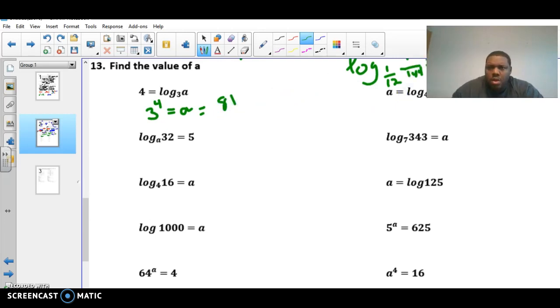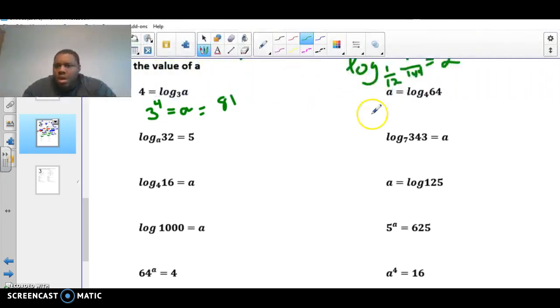All right, let's take a look at this example over here. Take a look at this problem. Do I have my base? Yes, I do. Do I have my argument? Yes, I do. Well, in this case, guys, you don't have to rewrite it necessarily. You can actually plug this into your calculator. I'm looking for the exponent. Anytime you're looking for your exponent, do I have my base? Do I have my argument?